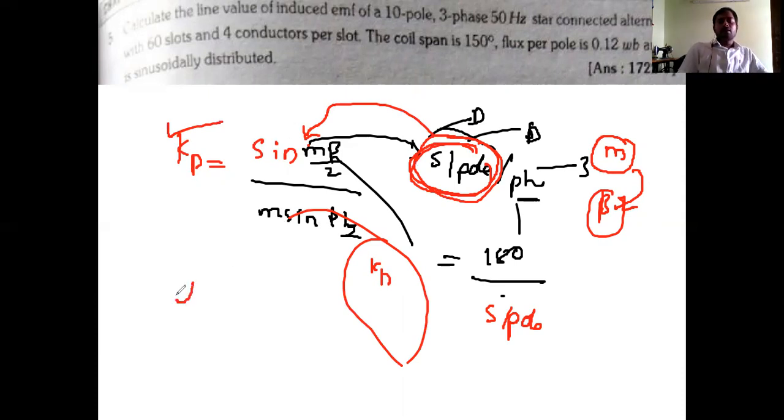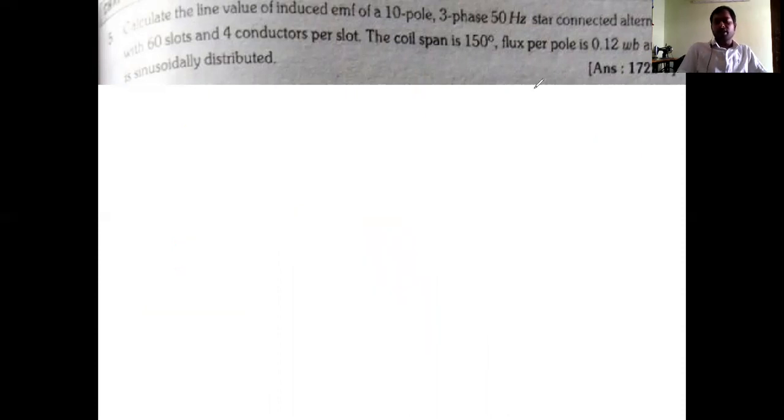The only problem is finding alpha. There are many varieties while finding alpha. This is all about the Kp and Kd and the EMF equation based on the alternator or synchronous generator.